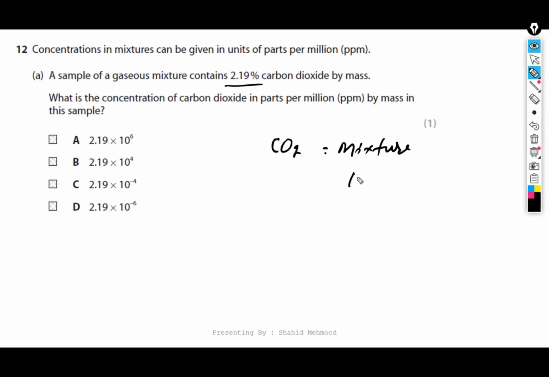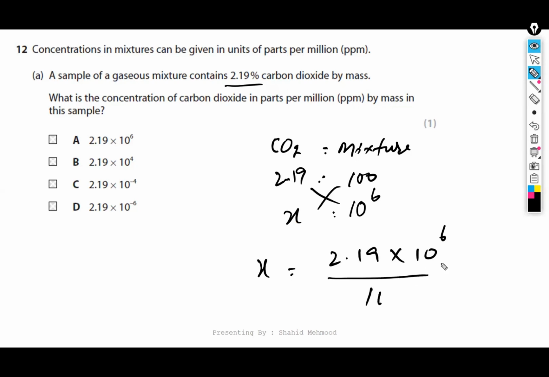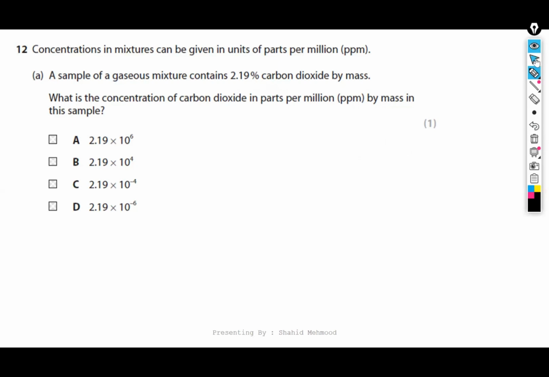They give us a clue that if the mixture is 100, in this case carbon dioxide is 2.19. So if the mixture is 1 million, then how much carbon dioxide will be there? We can simply calculate 2.19 times 10 raised to the power 6 and divide by 100. Our correct option will be 2.19 times 10 raised to the power 4. Option B.